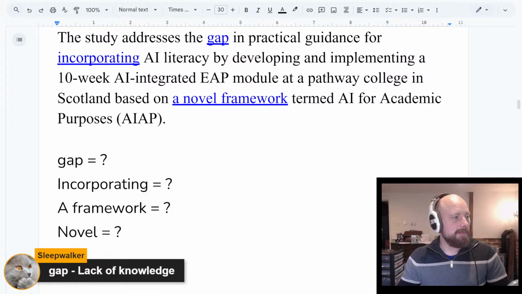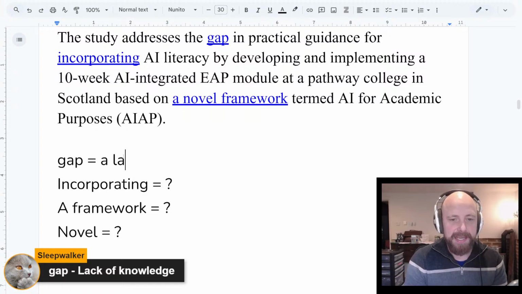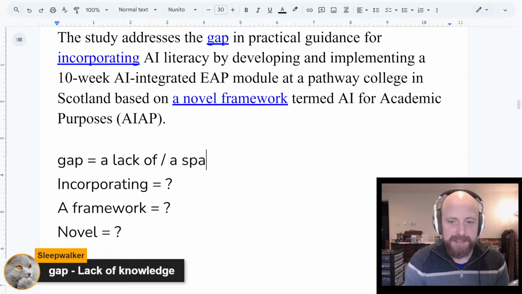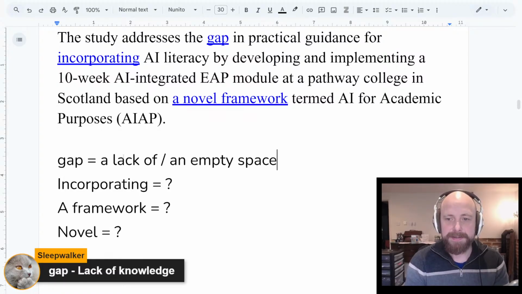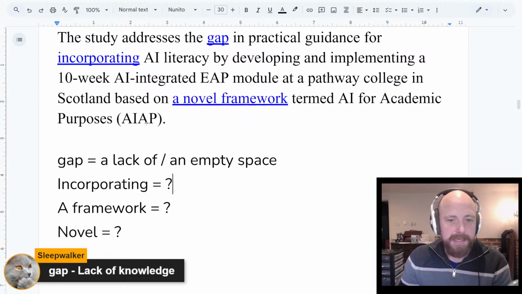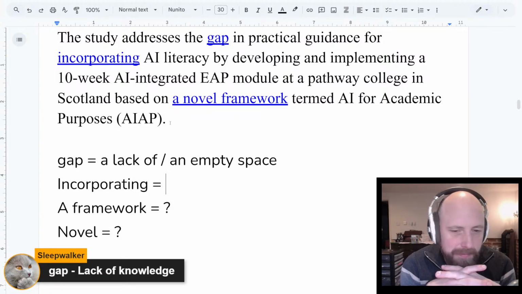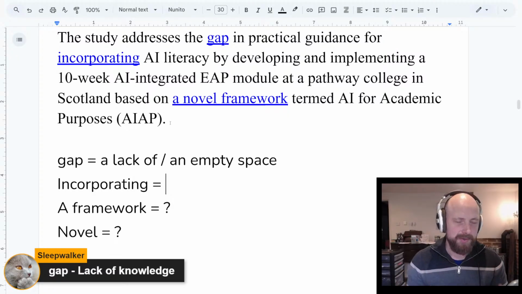So gap, Sleepwalker's saying a lack of knowledge. I think it's enough to just say a lack of, or even a space, an empty space. Incorporating, we've gone for including. I think we can have a slightly better one there. Implementing, I don't think that quite is quite there, but good try.